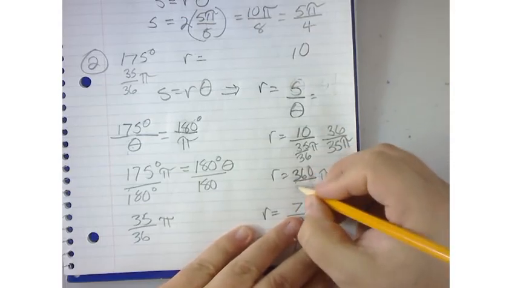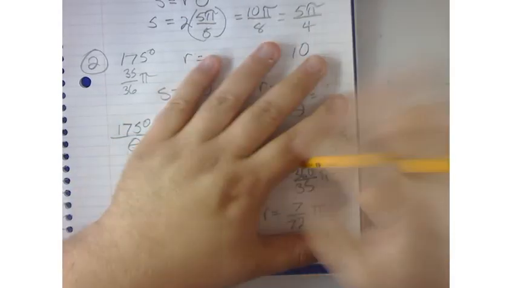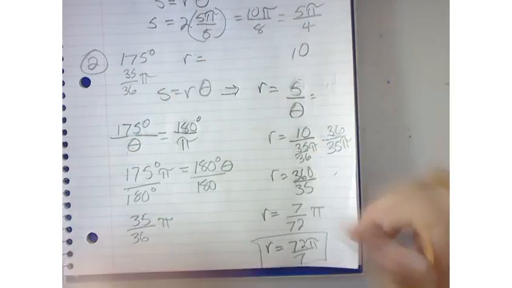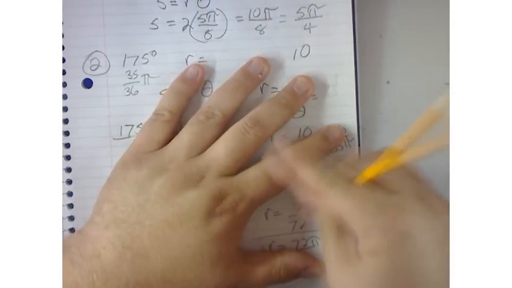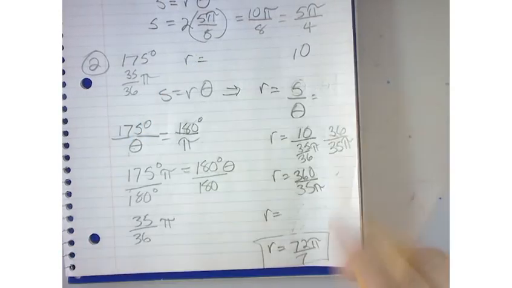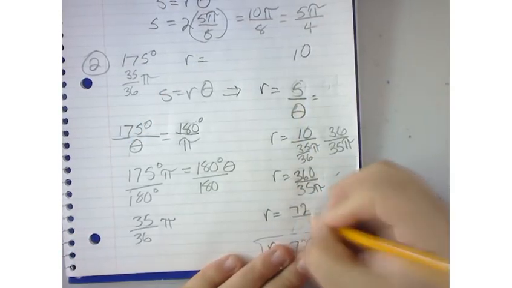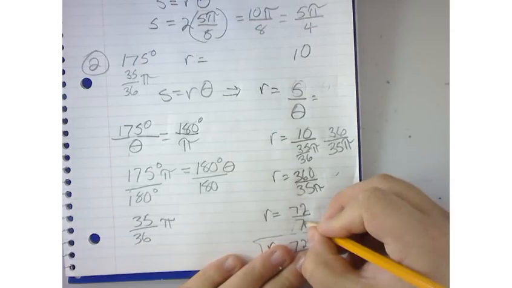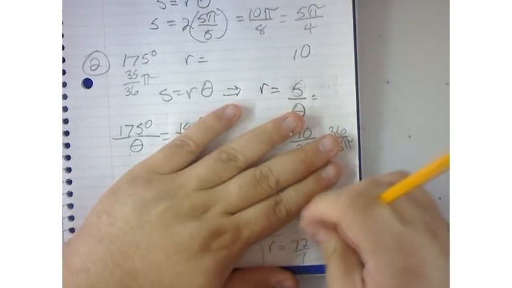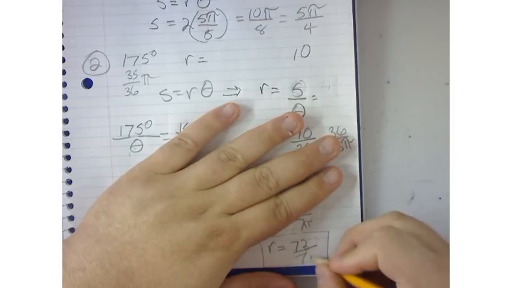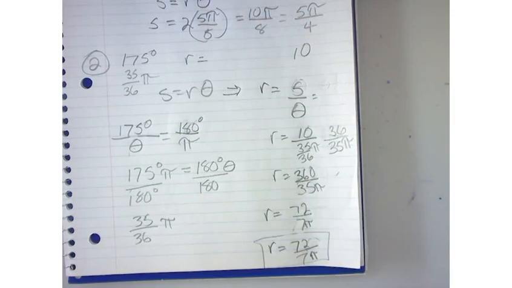And then it'd be 35 pi. The pi would go underneath. Thank you guys for catching that for me. So this would be 72 over 7 and pi. Oh, and the pi doesn't go on the top. It goes underneath here under the 7, in the denominator.